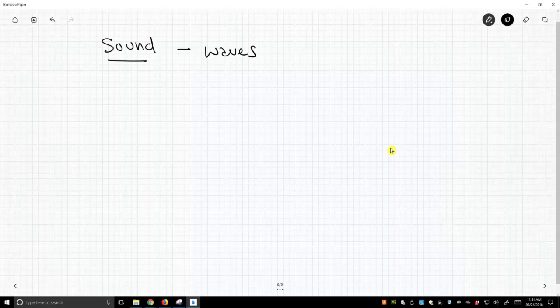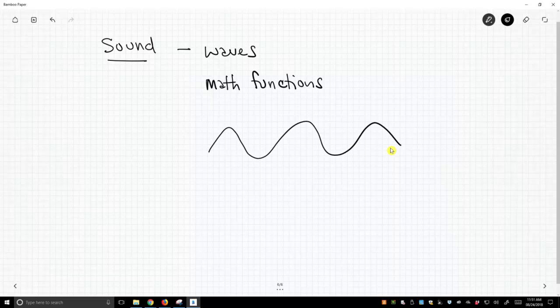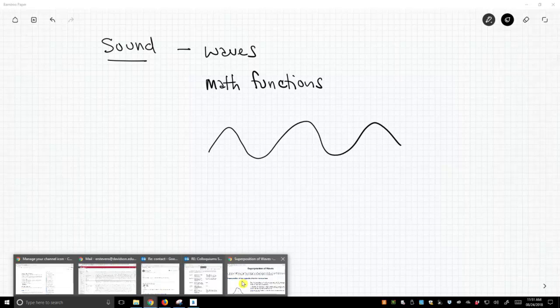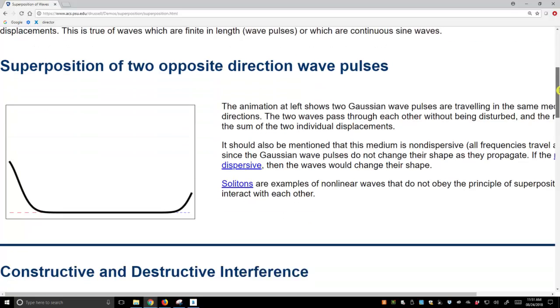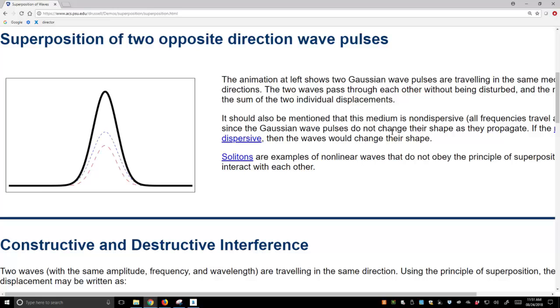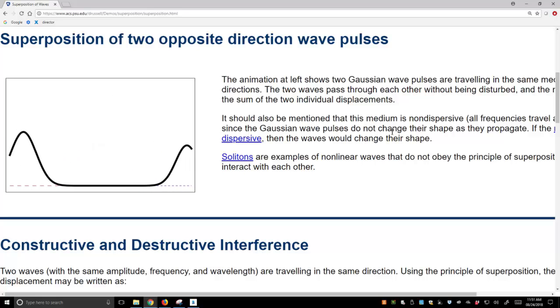waves, we can create mathematical expressions, and we can write math functions that describe this wave nature of sound. And to demonstrate this, there's this great website by a faculty member at Penn State where he has a number of tools that show how sound waves travel, and as they interact with each other, they combine mathematically.